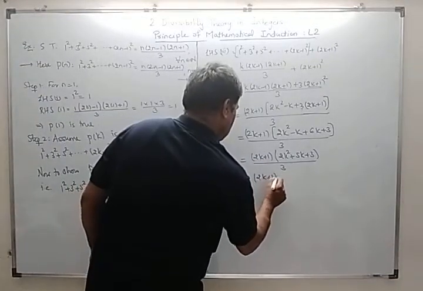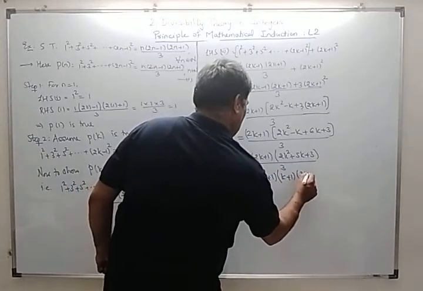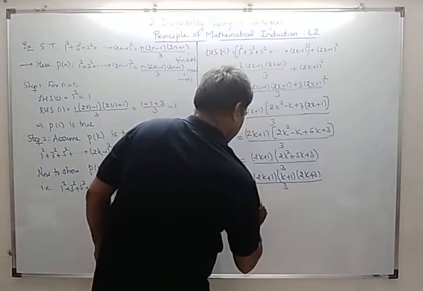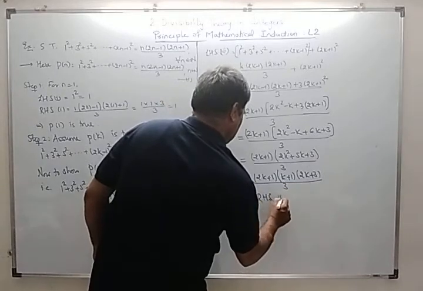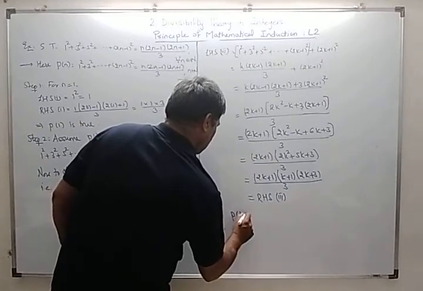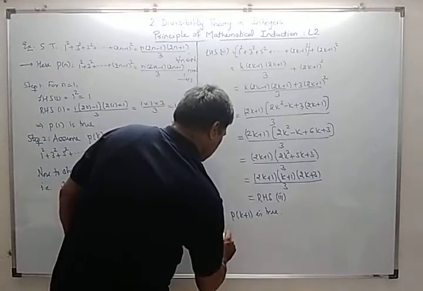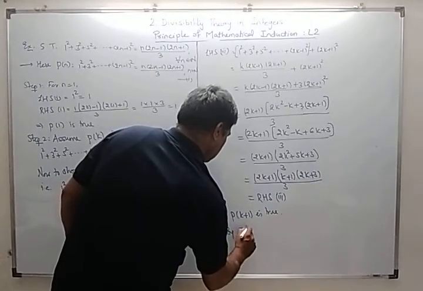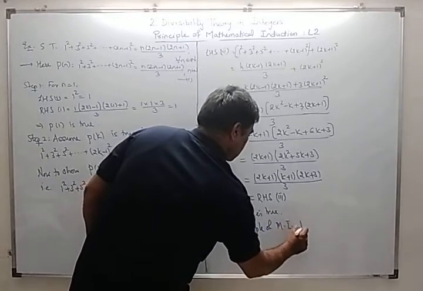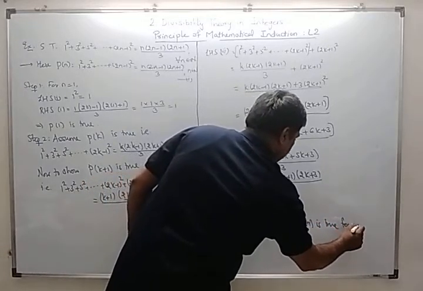2k plus 1 into k plus 1 into 2k plus 3 upon 3, which is the right hand side of 3. And therefore, P of k plus 1 is true. And therefore, by principle of mathematical induction, Pn is true for any n belongs to N.